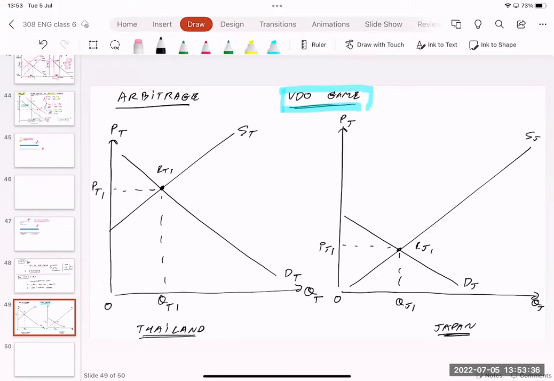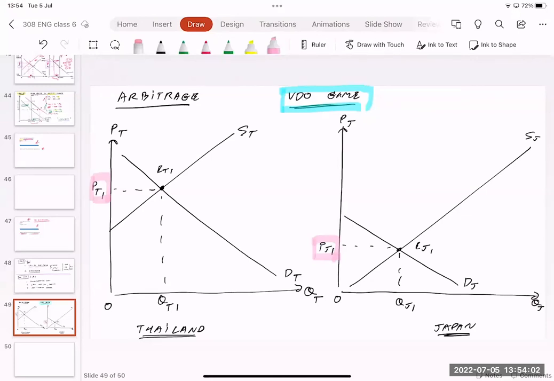Okay. So what you can see here is when you have a difference in price, for example, video games in Thailand are more expensive than video games in Japan, right? You see that? Because Japan is the country that produces a lot of video games. PlayStation comes from Japan, Nintendo also comes from Japan, right? So video games in Japan are cheaper than in Thailand.